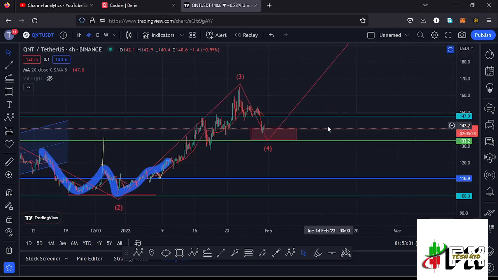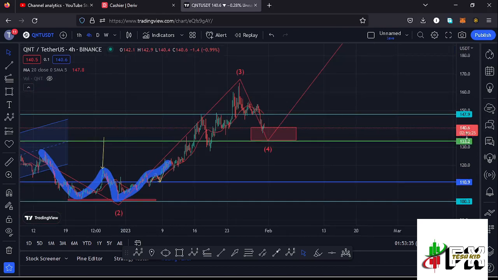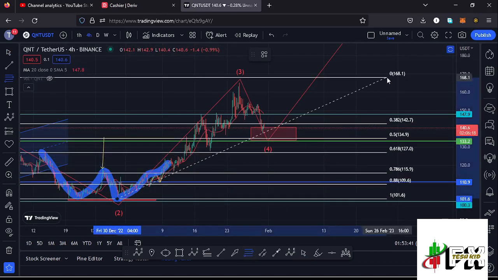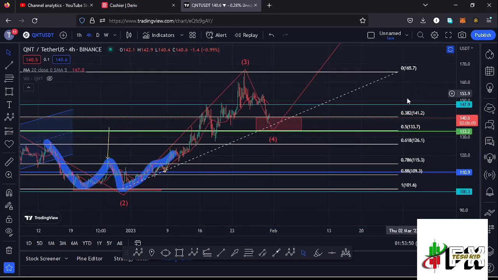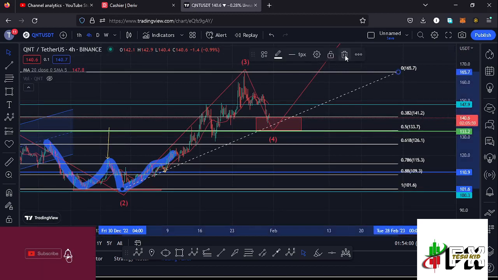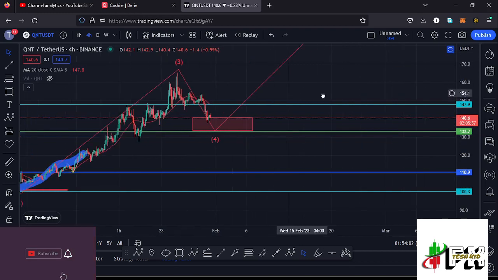And by first sketching out a minimum target area to the lower side in the formation of that wave 4, using the Fibonacci's, connecting them from the low of the second wave to the high of that wave 3, that gives me a minimum target area to the lower side in the formation of that wave 4 between the fib level 0.382 and the fib level 0.5, and that target area lies between the $141.2 mark and the $133.7 mark, and that is the minimum that I'm expecting this fourth wave to the lower side to do.